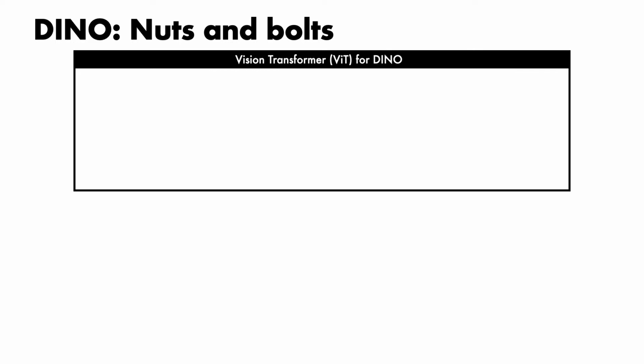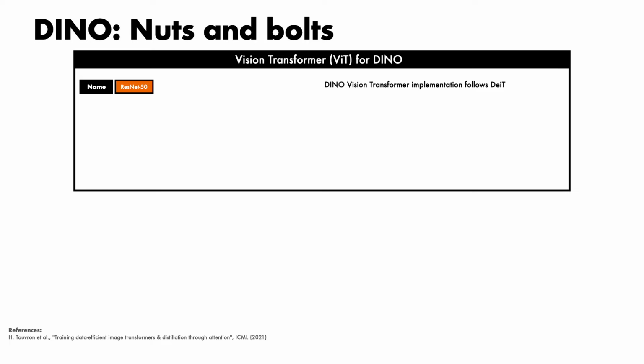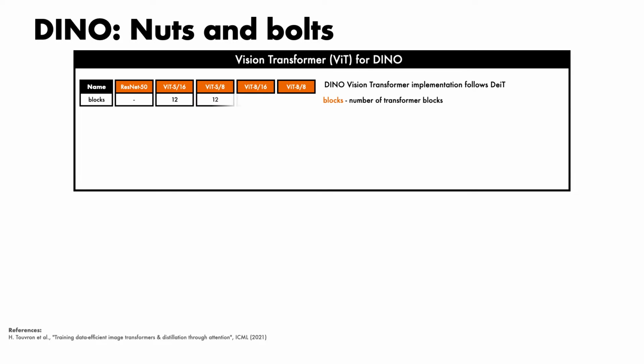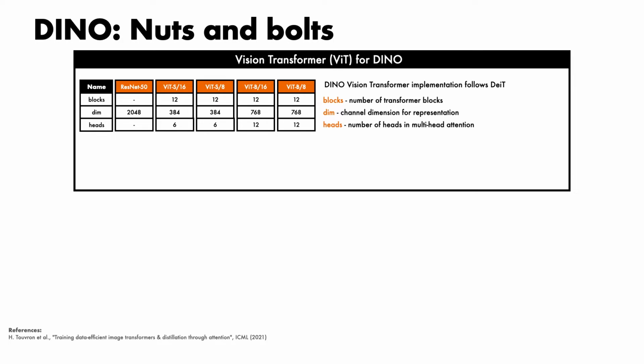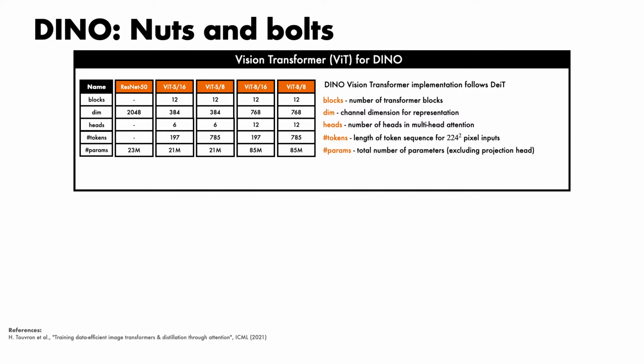DINO conducts experiments on a number of different vision transformer configurations. For these, it follows the implementation of DeiT. In particular, the authors consider 5 networks, a ResNet-50 baseline, and 4 ViT models. Each transformer uses 12 blocks, while the channel dimension used for the learned representation varies across architectures. The larger models based on ViT-B use 12 heads rather than 6 in the multi-headed attention. The length of the token sequence depends on whether the size of pixel patches fed into the models are 16 or 8. In terms of parameters, the ViT-B model has roughly 4 times as many as the ViT-S variants.